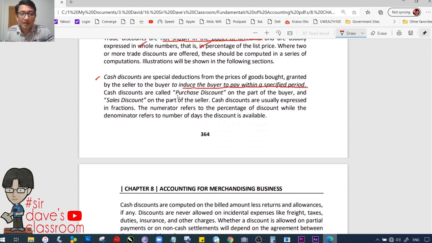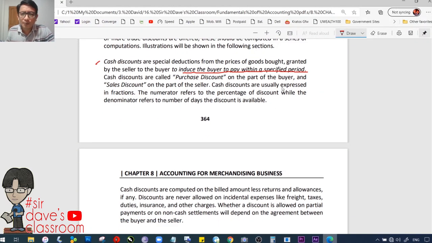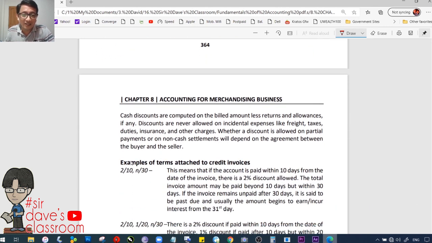Okay? Ayan. Cash discounts are called purchase discounts on the part of the buyer and sales discount naman on the part of the seller. Ang sabi dito, usually expressed in fraction. So, na-encounter na natin kanina dun sa may invoice. Okay? Hindi lang natin diniscuss. Later, i-discuss natin. Ito, pagdating dito. Cash discounts are computed on the billed amount less returns and allowances, if any. Discounts are never allowed on incidental expenses like freight, yung pamasahe ng merchandise, taxes, duties, insurance, and other charges. Whether a discount is allowed on partial payments or on non-cash settlements will depend on the agreement. Depende na daw sa usapan, okay?